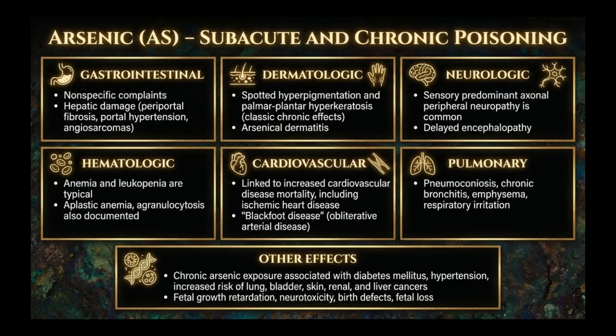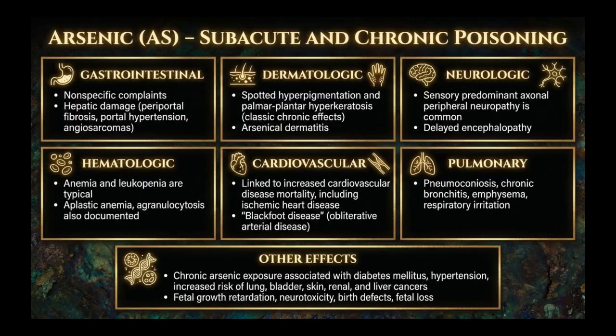In terms of dermatologic effects, a characteristic pattern of spotted hyperpigmentation and hyperkeratosis of the palms and soles is observed as part of the chronic effects. Arsenic exposure can also cause dermatitis characterized by hemorrhagic vesicles and dry, scaly skin. Neurologically, a sensory-dominant axonal peripheral neuropathy is frequently seen. Delayed brain dysfunction, known as encephalopathy, can occur in cases of acute poisoning, and in chronic exposures, encephalopathy along with peripheral neuropathy are commonly reported.